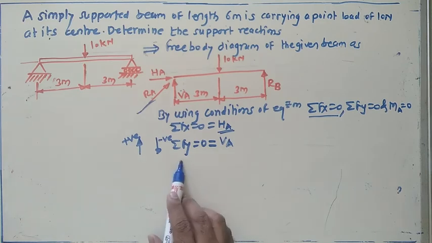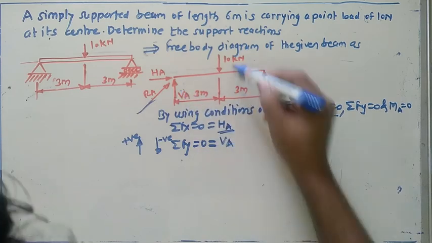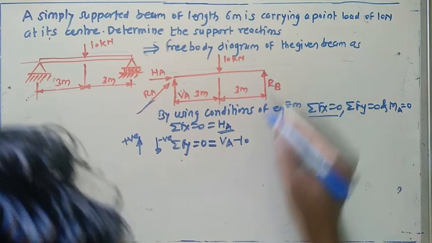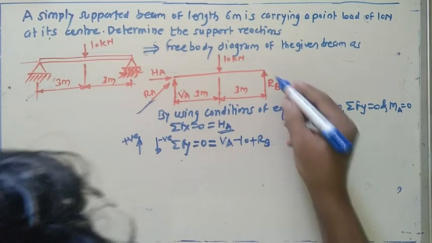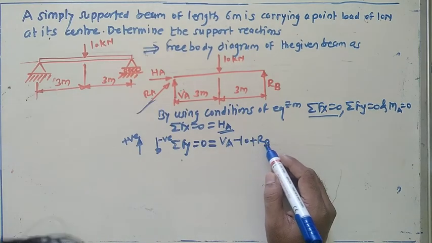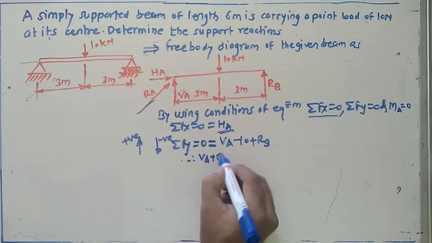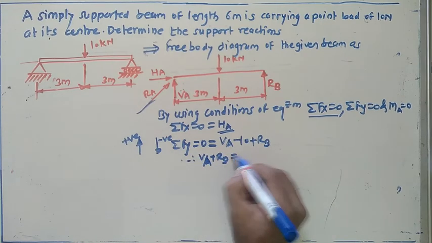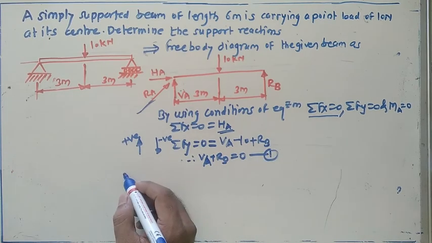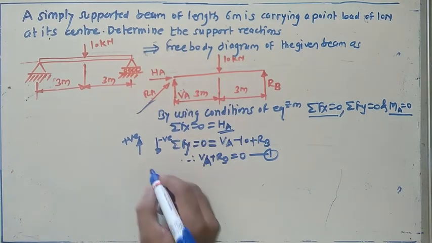Summation of all the vertical forces equals 0. The first force is VA; the next force is vertically in the downward direction, so consider this force as negative. The next force is of magnitude RB, vertically in the upward direction, so consider this force as positive. Therefore VA plus RB minus 10 equals 0, equation number 1. Move towards the next equation, that is the moment about any point equals 0. Just consider this point and take the moment about that point.